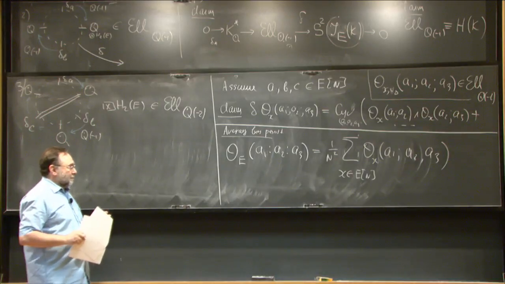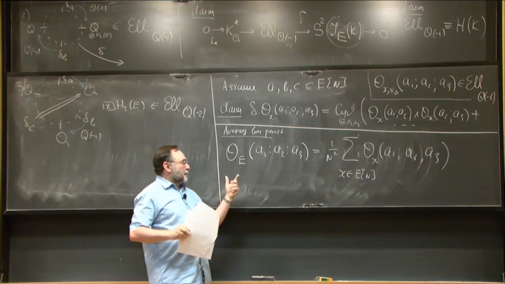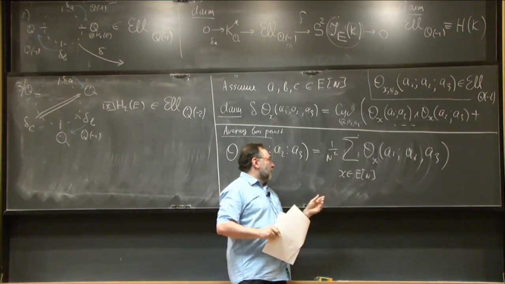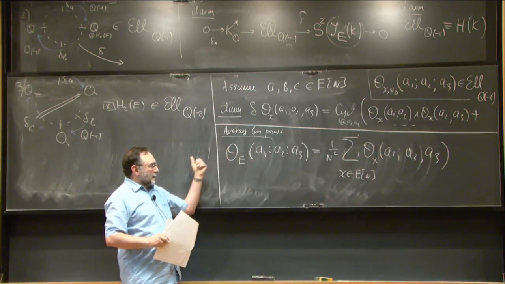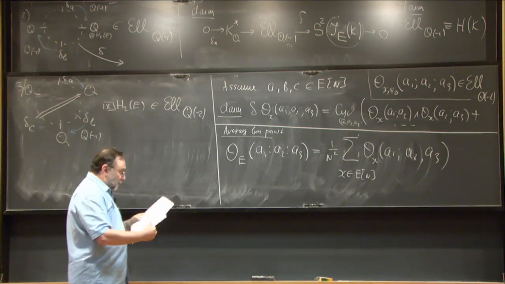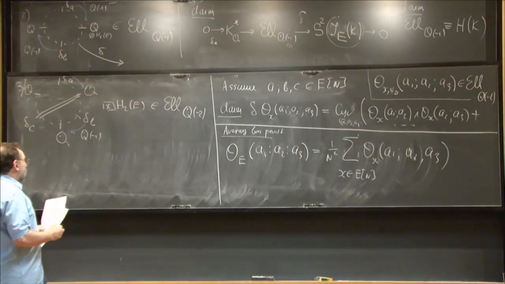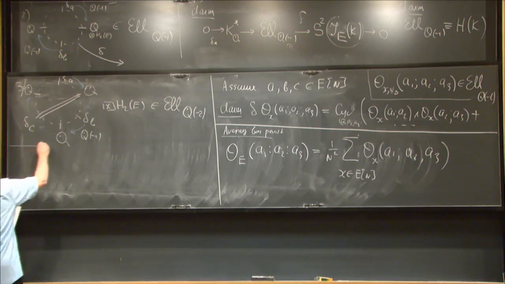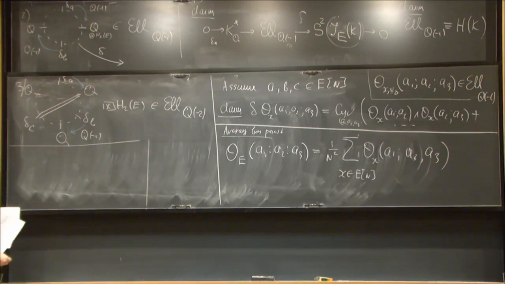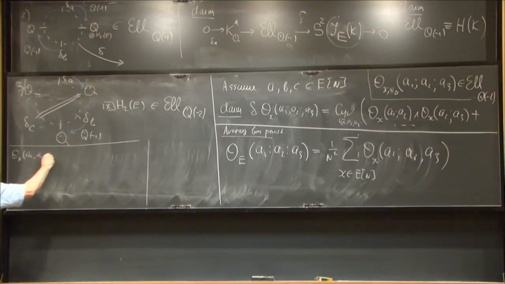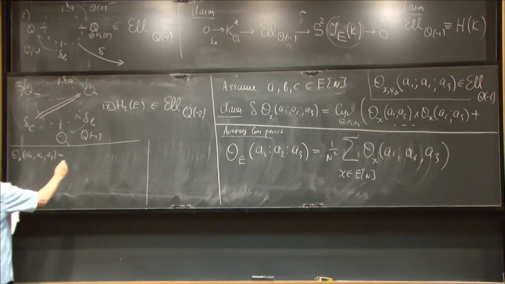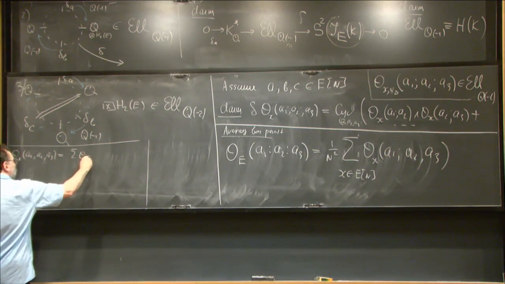So it seems that I lost information, because I have all those guys, and then get just the guys like that. It turns out that I don't. It's an important but very technical remark that I'm not losing information, which tells me that this guy can be expressed, in a certain way, as a sum of these theta e's.